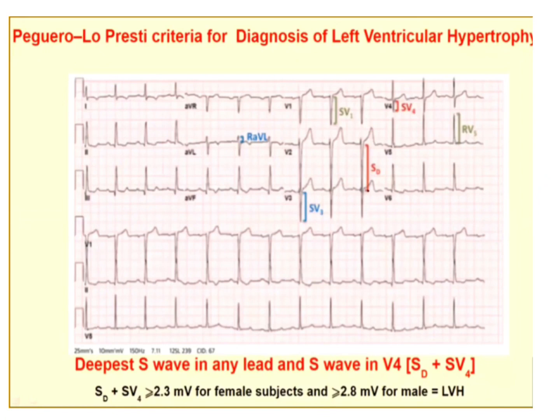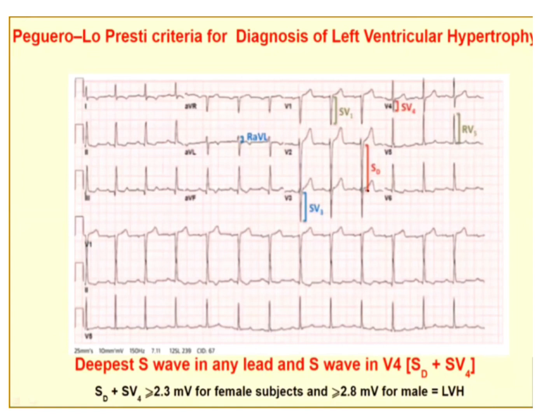Recently, a new criterion has been introduced for diagnosis of left ventricular hypertrophy. This is called the Lewis criteria. Basically, we have to see the deepest S wave in any of the precordial leads, that is chest leads, and the S wave in V4, and we have to combine them. That is the sum of the deepest S wave in any lead plus the S wave in V4.